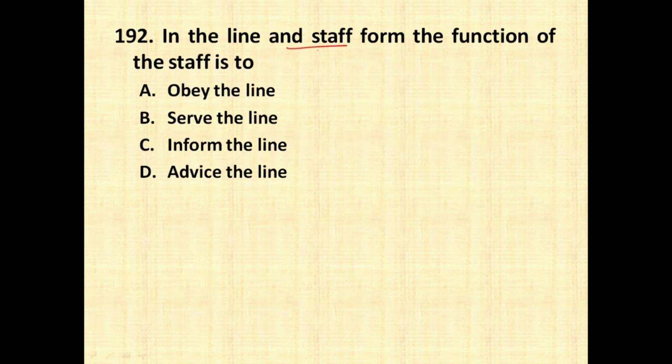In line and staff form, the function of staff is obey the line, serve the line, inform the line, advise the line. So always remember, in line and staff organization, the function of the staff is to advise the line and not to give any commands. Line manager work is to give commands. Line manager includes marketing manager, finance manager, etc. Staff managers includes personnel manager, quality manager, etc. So line and staff is a very important type of business organization structure. Apart from this, we have matrix form of organization, functional form of organization, and line form of organization, which is oldest and the simplest form of organization structure.